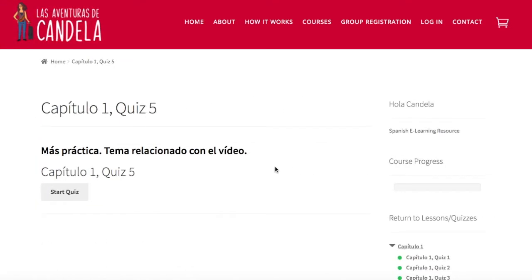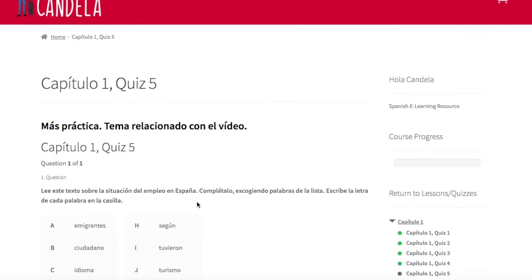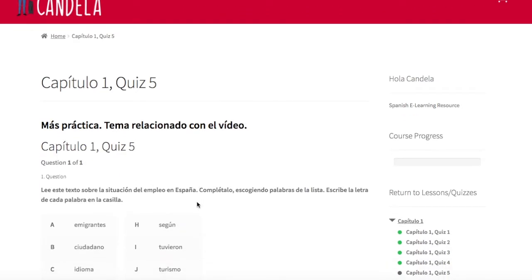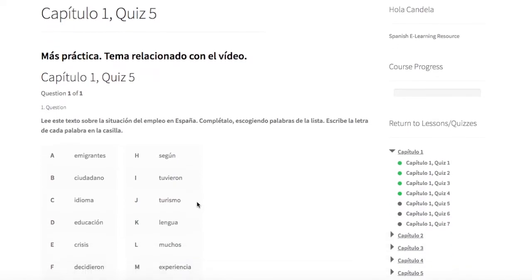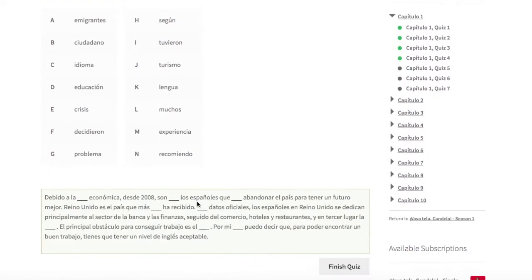Here we have quiz 5. Sometimes we find this type of exercise where we can read "más práctica, tema relacionado con el vídeo." In this case, there is an exercise with a topic related to the episode. The topic of the first episode is unemployment. However, it's not directly related to what is happening in the episode.